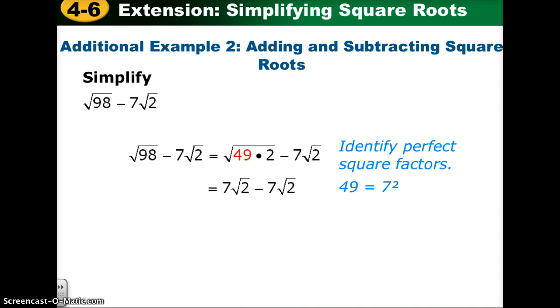Square root of 49 is 7, so the first part turns into 7 square roots of 2. Well, now we have 7 square roots of 2 minus 7 square roots of 2, which are the same, which equals 0.